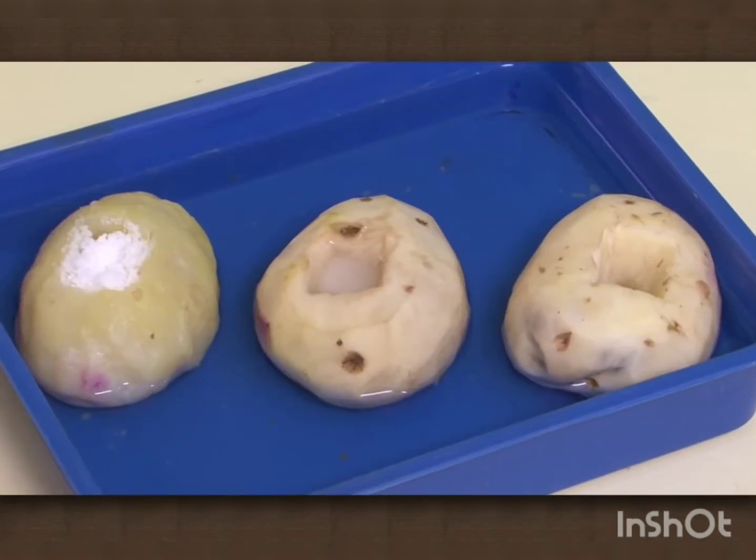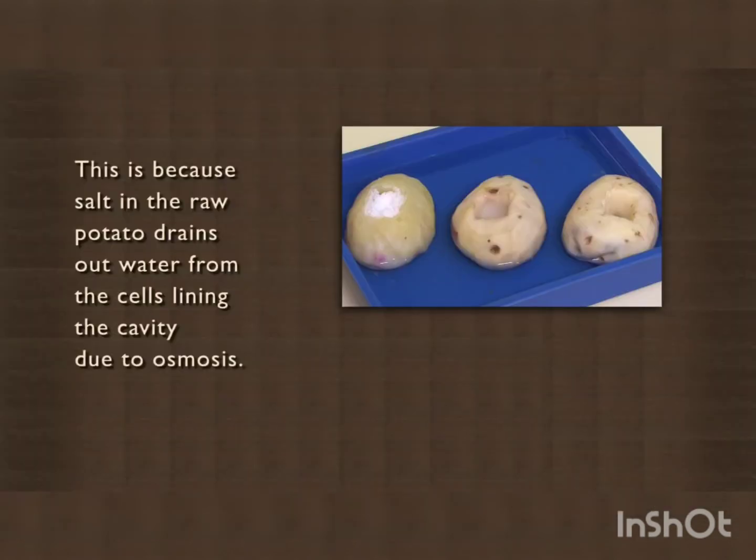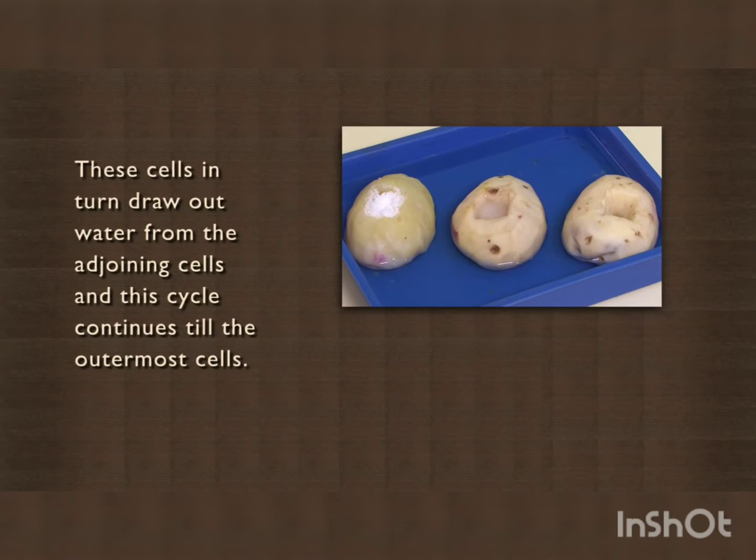You see that the salt in the boiled potato remained as it is, while the salt in the raw potato is wet and some has dissolved. This is because the salt in the raw potato drains out water from the cells lining the cavity due to osmosis. These cells in turn draw out water from the adjoining cells, and this cycle continues till the outermost cells.